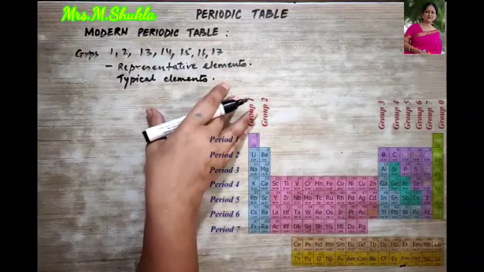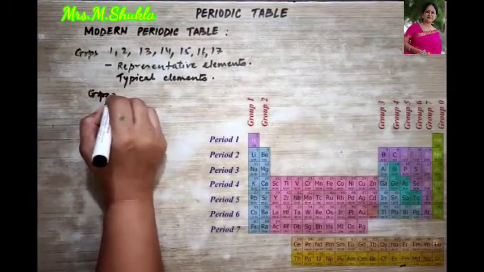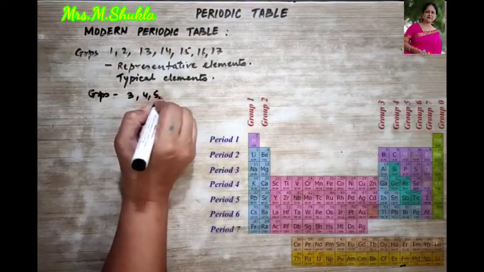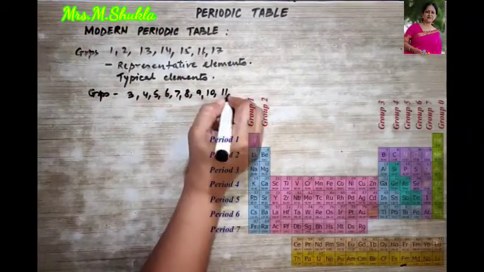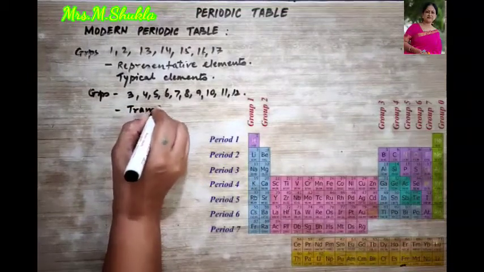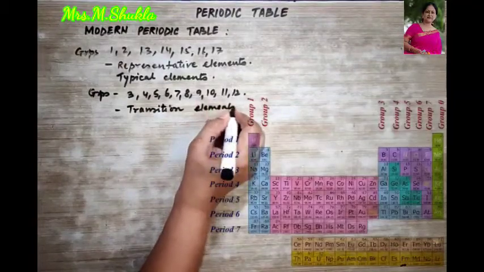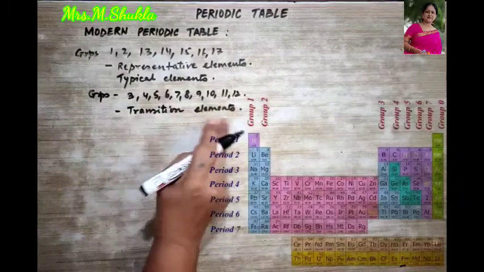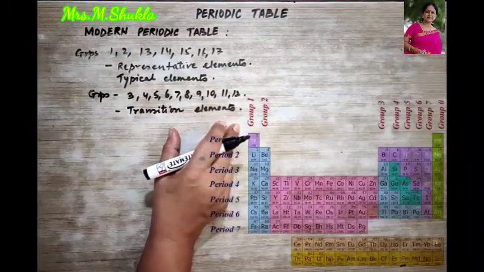Then we come to groups 3, 4, 5, 6, 7, 8, 9, 10, 11, 12. What are they termed as? They are called transition elements. In transition elements, what do we say? That their two outermost shells are incomplete.